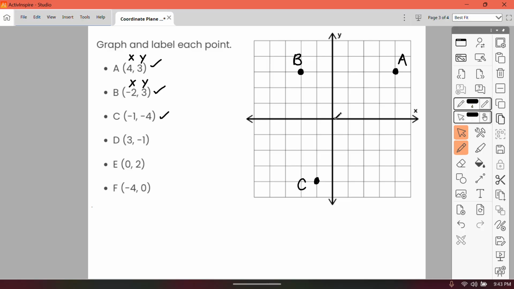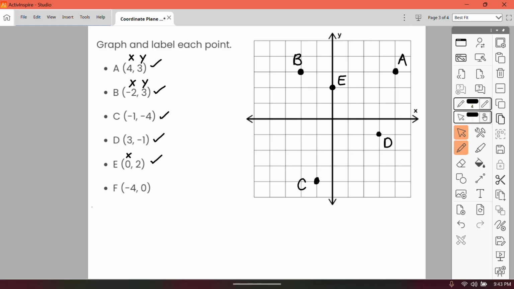D is +3, -1. So I'm going to go right to +3, down to -1, and that's going to be point D. And then these last two are a little bit tricky. But if your x value is 0, that just means you don't go left or right. You stay right there in the middle, and then you're going to go up to +2, and that's going to be point E.